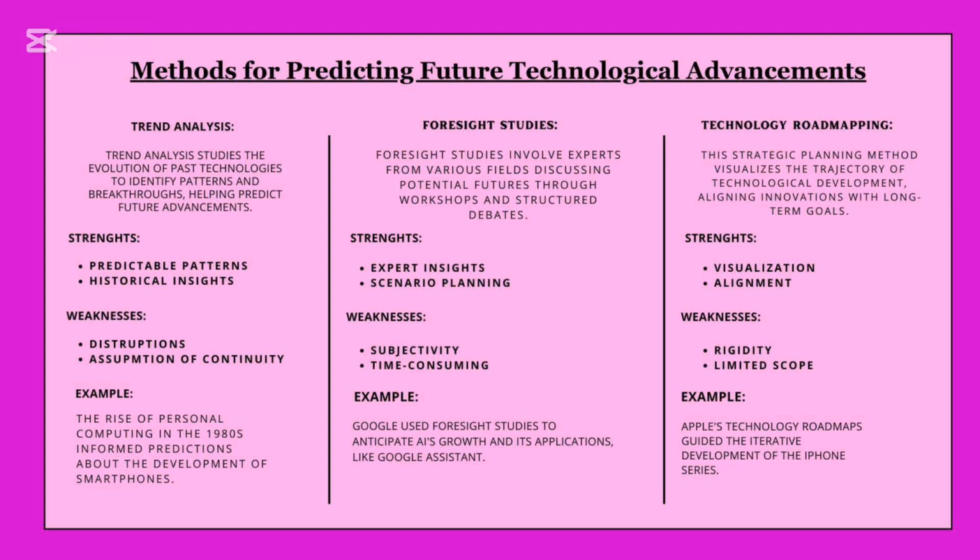Example: Google utilized foresight studies to anticipate the growth of artificial intelligence in its applications, leading to the development of features like Google Assistant. By engaging experts in discussions about AI potentials, Google was able to strategically position itself in the market. Technology road mapping.